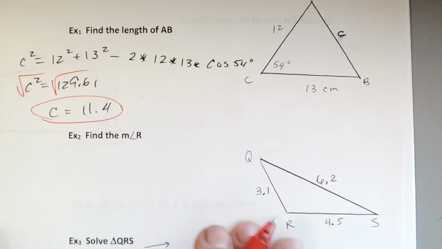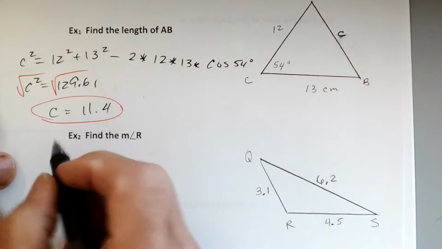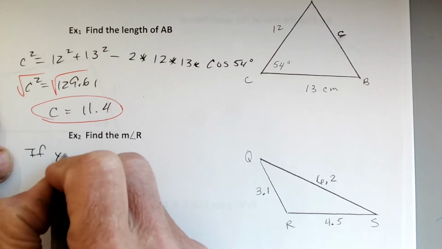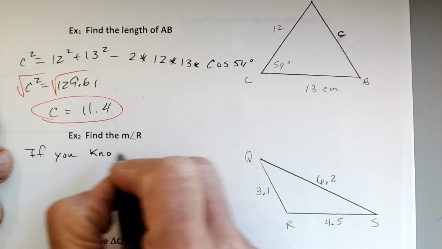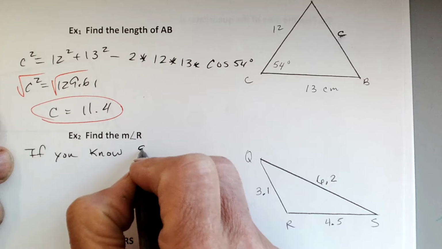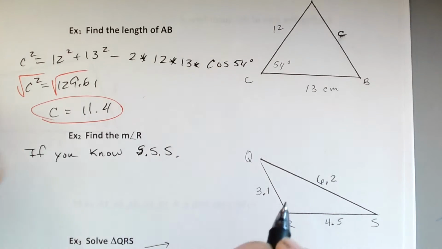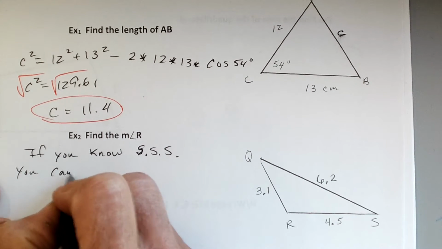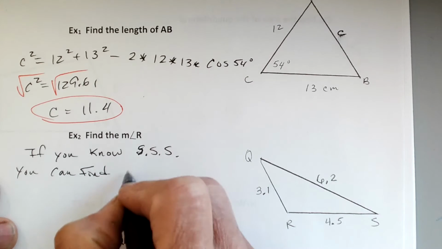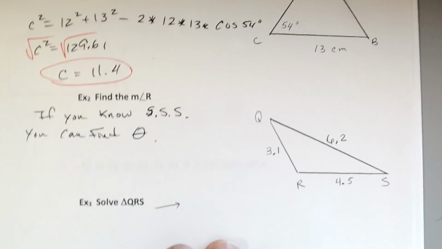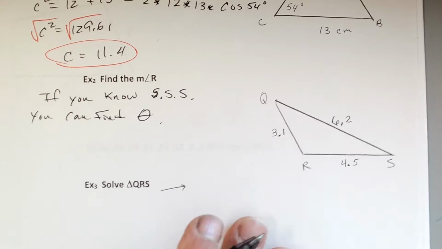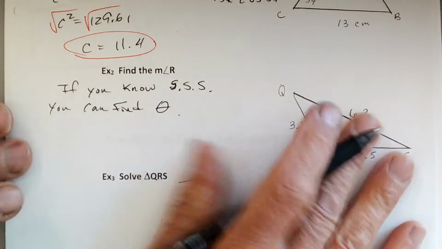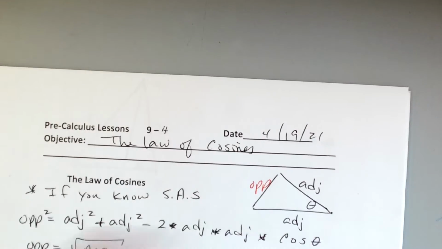So if you know side, okay? If you know side, you can find theta by the law of cosines, okay? So the law of cosines is this. You ready? It's going to be this formula, but with cosine solved. Does that make sense? But I'm going to do it for you.